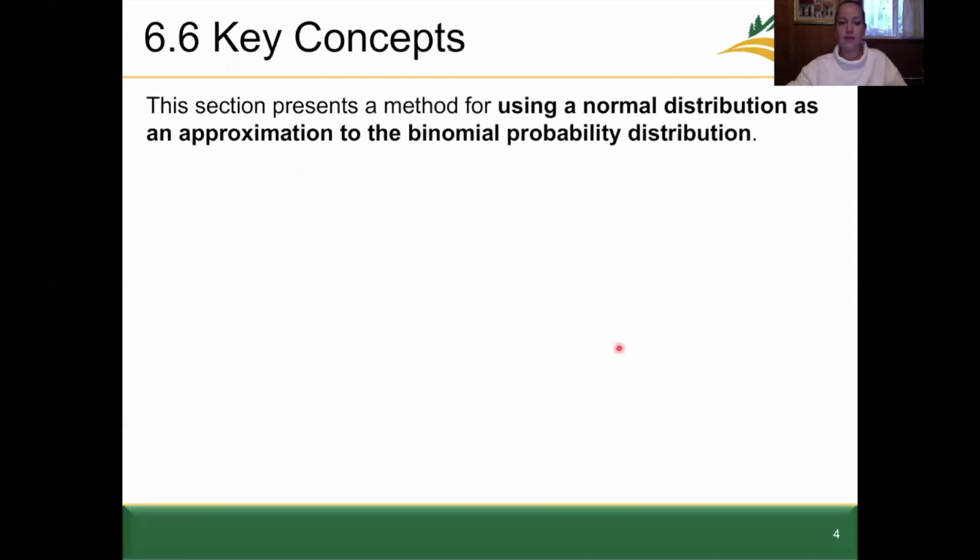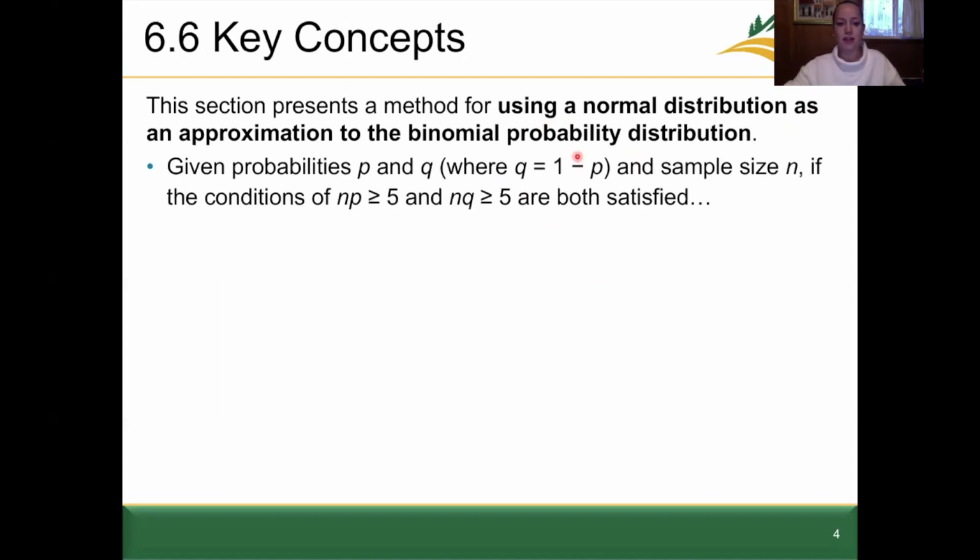Some key concepts in 6.6. In this section, we present a method for using a normal distribution as an approximation to a binomial probability distribution. Now, definitely go back to 5.2 if you need more of a refresher on these notations, but given probabilities P and Q, remember for successes and failures, and for binomial distributions, we can have only either a success or a failure. It can only be either one of those two categories.